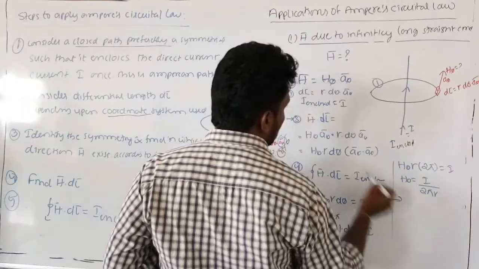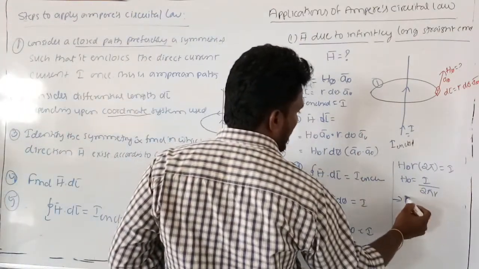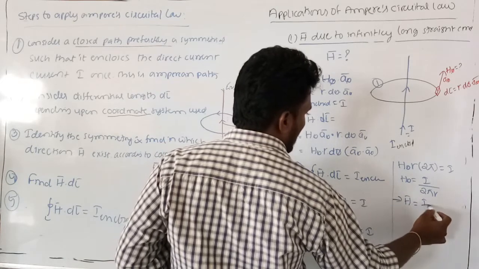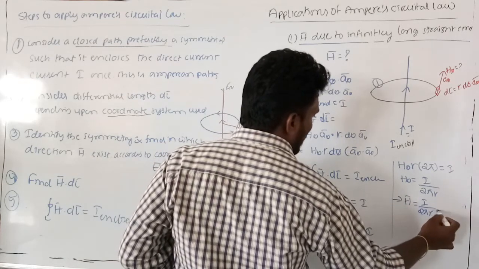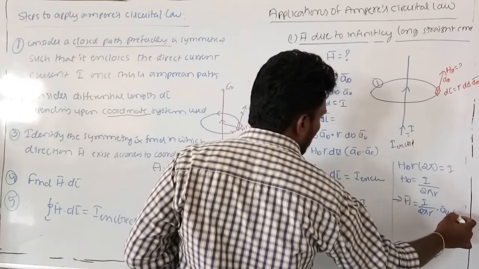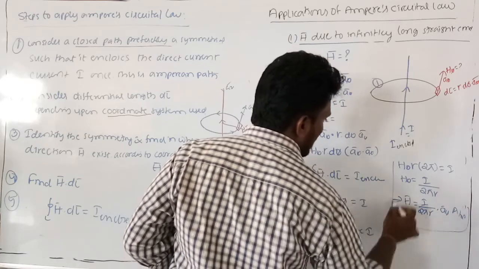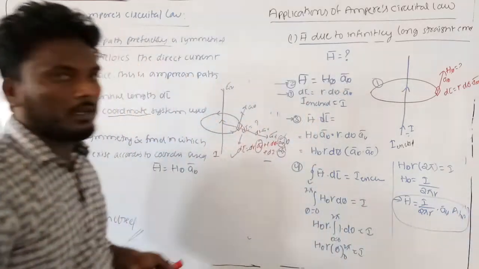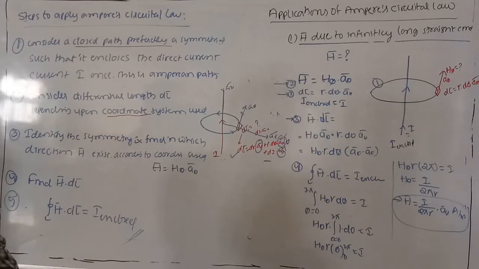So from step 2, H bar is equal to I by 2 pi r a phi bar ampere per meter, which is the magnetic field intensity due to an infinitely long straight conductor. Hence it is verified.